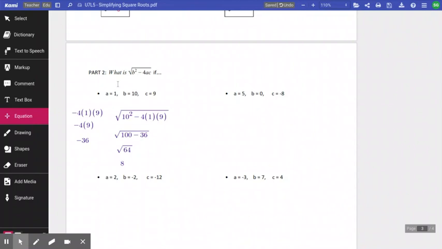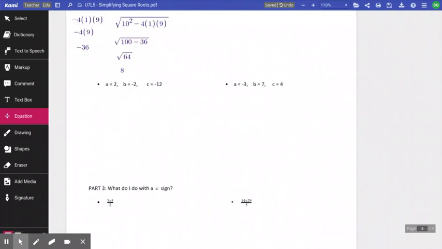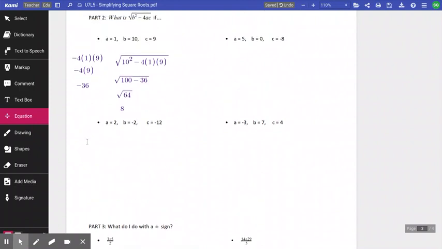So I did this first one. I don't think we'll do all of them. Let's just choose, I'm going to have you do this one here for me. Oops, but you probably need that. There you go.